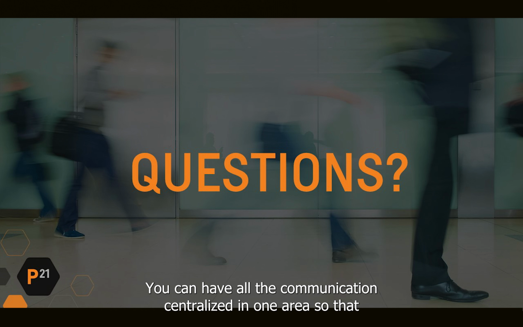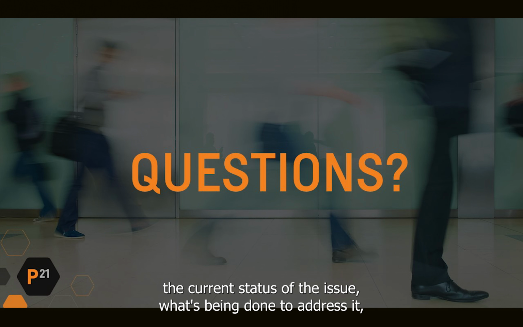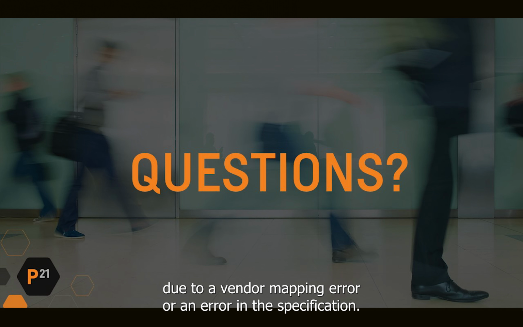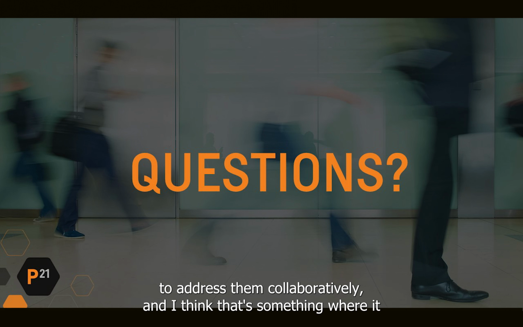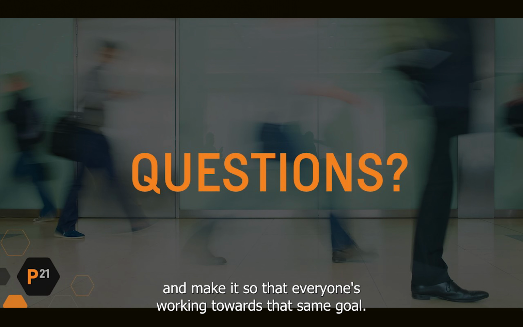You can have all the communication centralized in one area so that even if somebody on one of the teams on either side was not involved in that earlier communication, everyone can go into this one single system and find out the current status of the issue, what's being done to address it. And that's regardless if the issue is due to a vendor mapping error or an error in the specification. Everyone can see what those issues are and then figure out the best way to address them collaboratively. And I think that's something where it really will help build up the relationship between the vendors and sponsors and make it so that everyone's working towards that same goal.